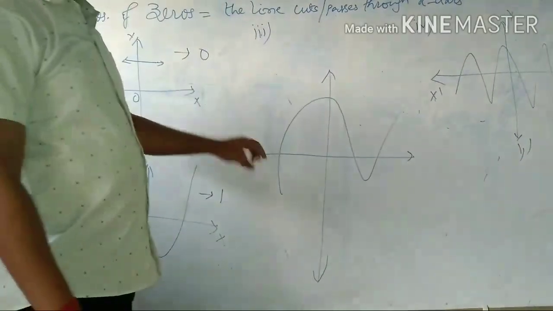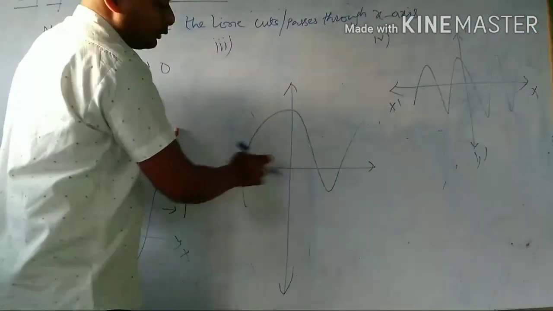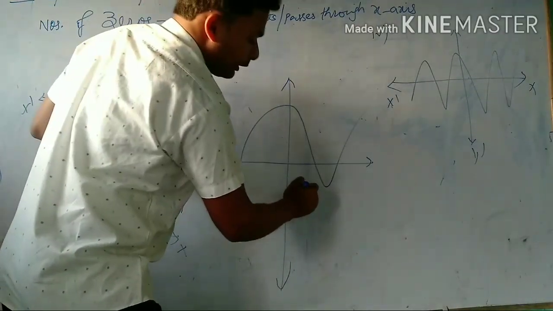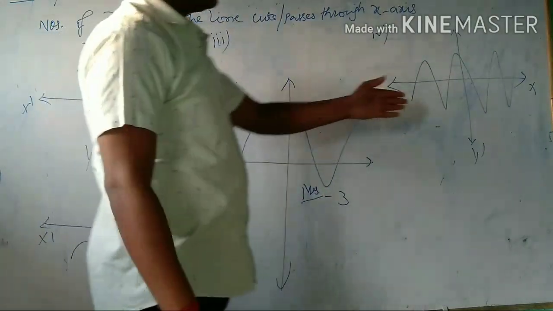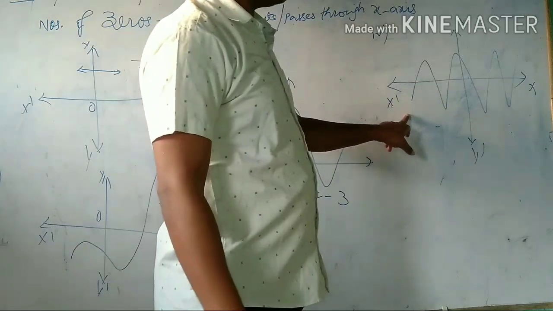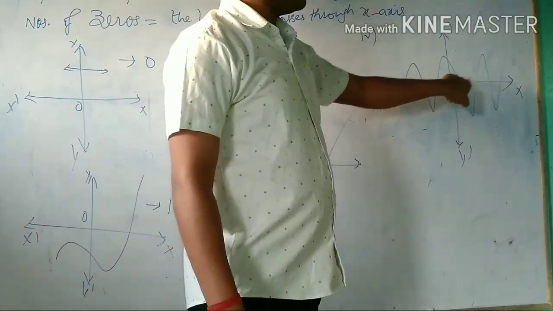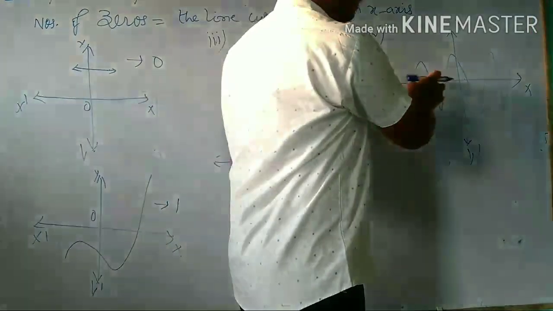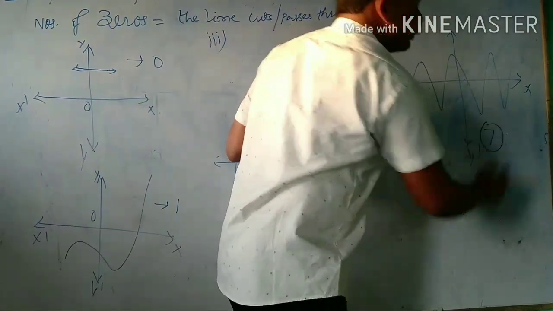In this figure, we have the represented graph like this, 1, 2 and 3 points. It is cutting at 3 different points, so the number of the zeros will be equal to 3. Whereas in this question, it is crossing through the x-axis at A, B, C, D, E, F, G. It means total 1, 2, 3, 4, 5, 6, 7. So the number of zeros will be equal to 7.